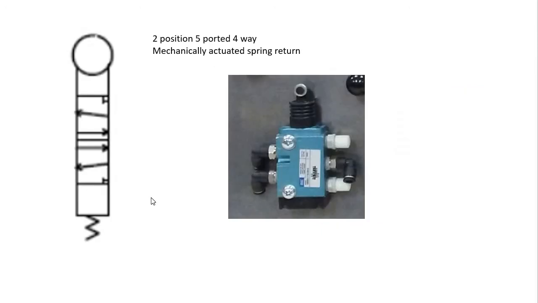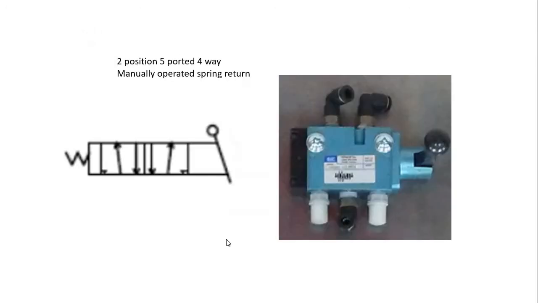Here's our mechanically operated one, and again here's our roller cam, and you can see I've got a roller on this, or at least a circle that represents the roller. On the other side I've got a spring, and if you remember what I said in the last frame, this black cap on here actually has a spring inside it. So that is a spring return.